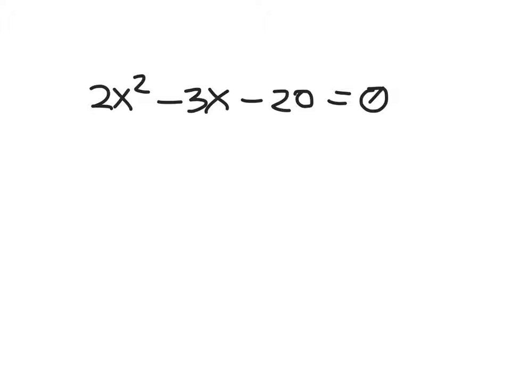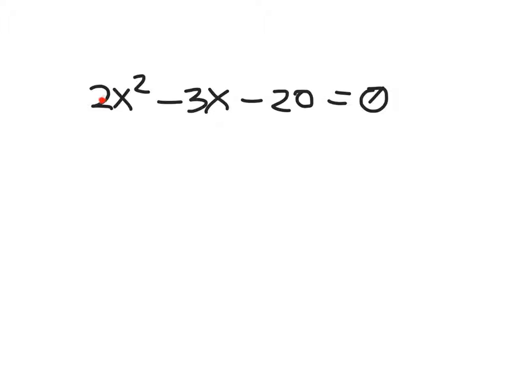We've got 2x squared minus 3x minus 20 equals 0. So at this point, we have a little bit of a different situation. It's another problem where the teacher wants you to solve it by factoring.